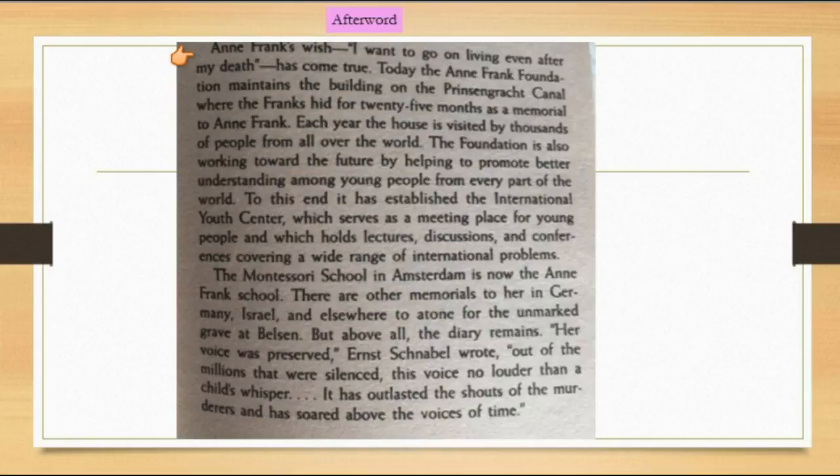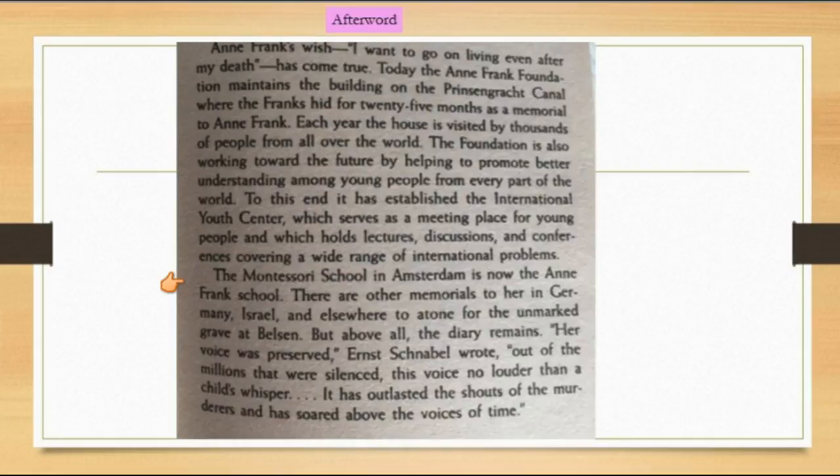Anne Frank's wish, "I want to go on living even after my death," has come true. Today, the Anne Frank Foundation maintains the building on the Prinsengracht canal where the Franks hid for 25 months as a memorial to Anne Frank. Each year, the house is visited by thousands of people from all over the world. The foundation is also working toward the future by helping to promote better understanding among young people from every part of the world. To this end, it has established the International Youth Center, which serves as a meeting place for young people and which holds lectures, discussions, and conferences covering a wide range of international problems. The Montessori School in Amsterdam is now the Anne Frank School.